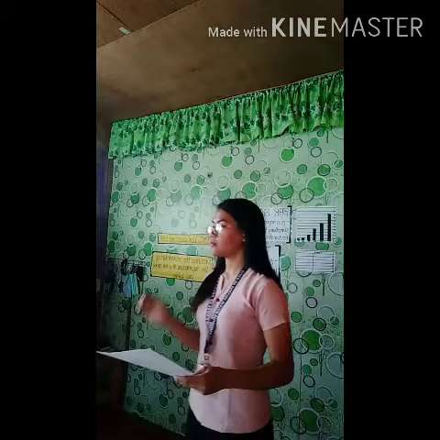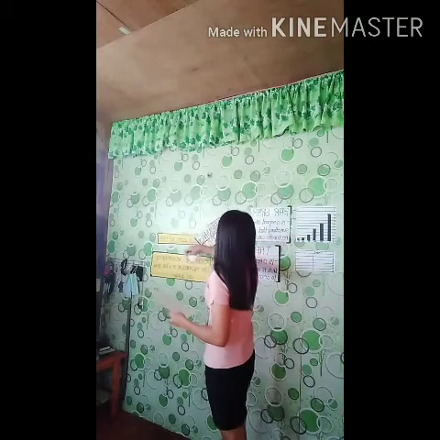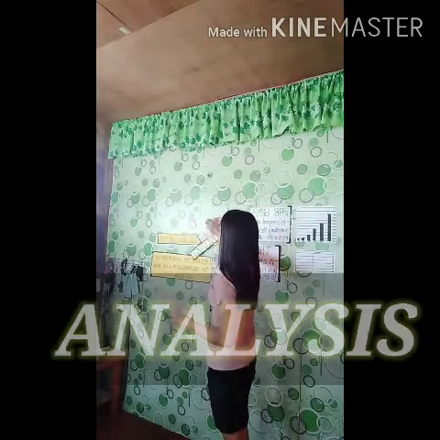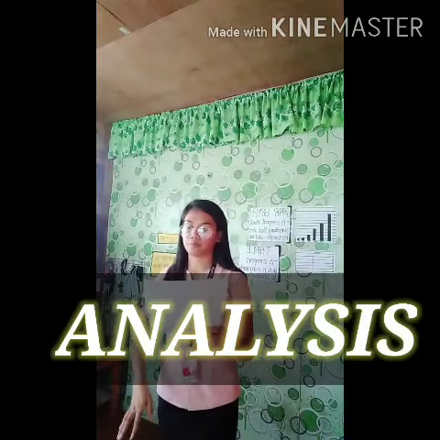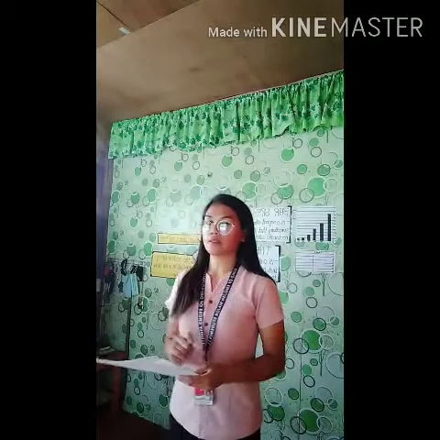So for now, let's go back to the story. How many days did Mang Pedring and his wife sell vegetables in the market? Can anyone answer? Yes, they sold their vegetables in 3 days. Very good. So what are the days mentioned in the story? Yes, Carl, please stand up.